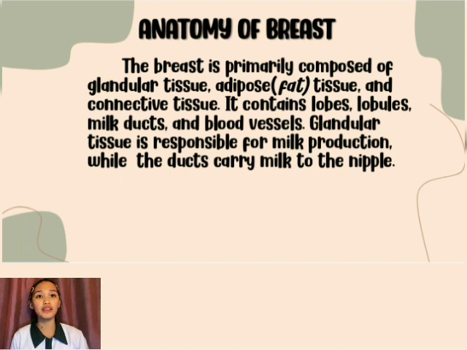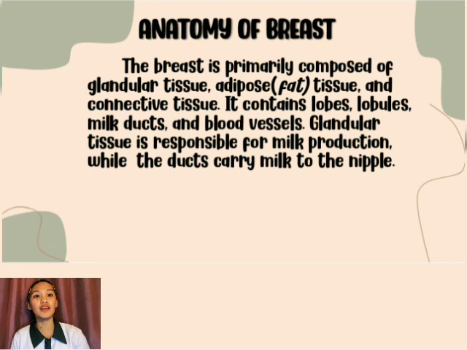Now, within the breast, there are some important structures. We have the lobes, which are the sections of the breast, and within these lobes, we have smaller structures called lobules. It's in these lobules that the milk is actually produced. To get the milk from the lobules to the nipple, we have the milk ducts. These ducts act like tiny pipelines carrying the milk towards the nipple, ready for breastfeeding.